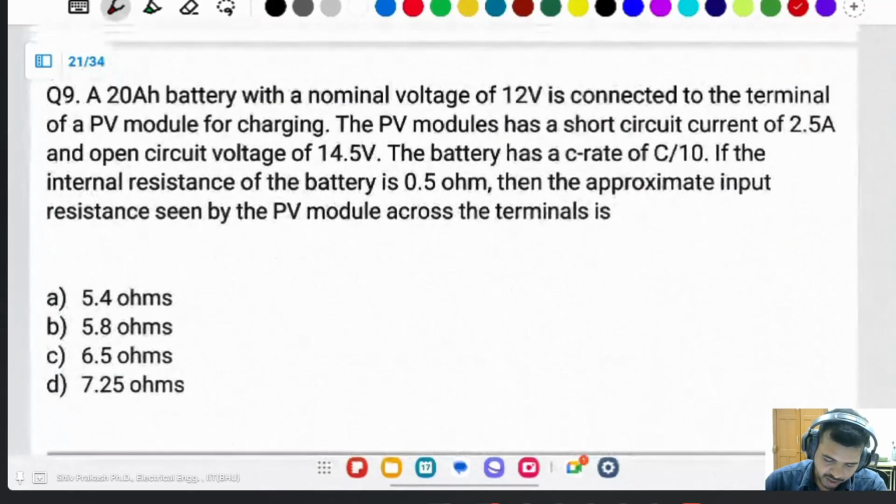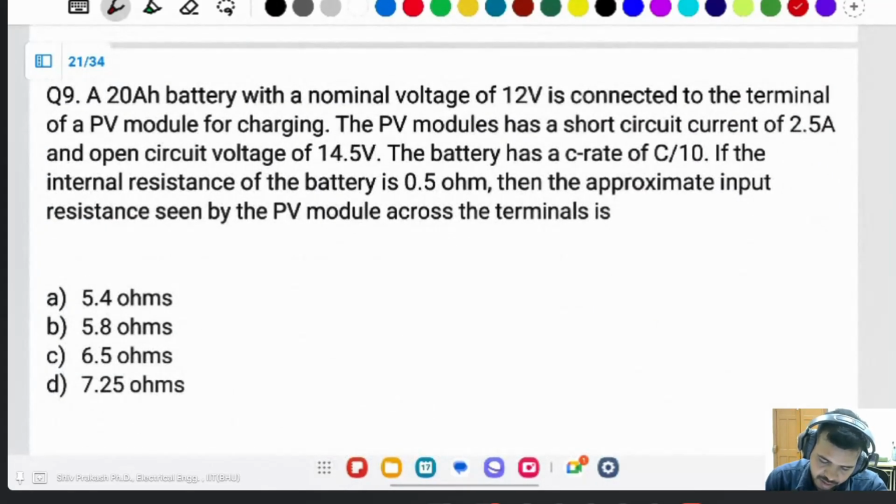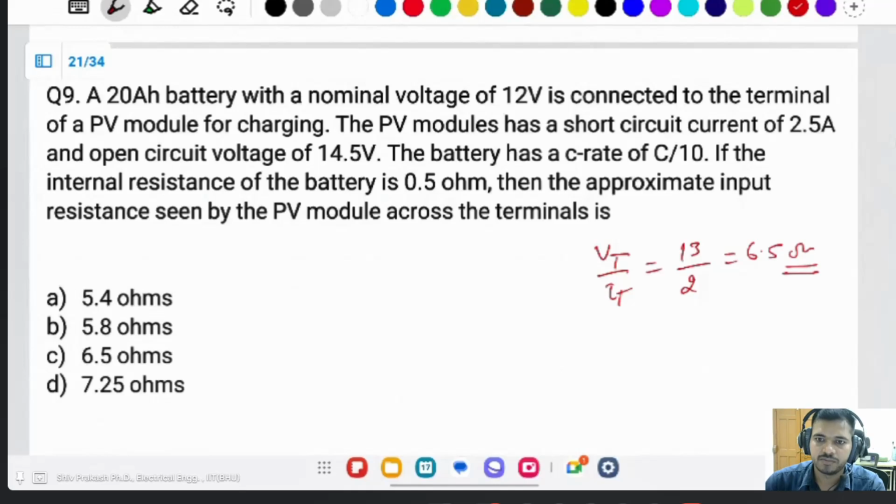Same question, 28 by T, nominal voltage C10. Internal resistance 0.5 ohm, then the approximate input resistance seen by the PV module across the terminal. Same thing, Vt by It, the input resistance. Vt is given 30 volt, It is 2 ampere, then 6.5 ohm. It is showing the input outside of the PV panel, or the input side of the converter.